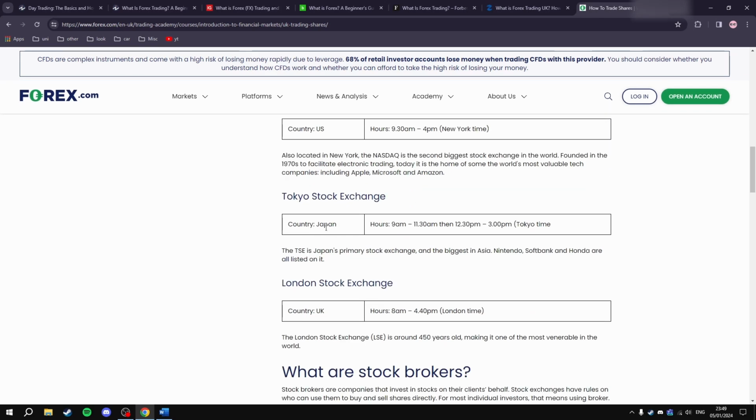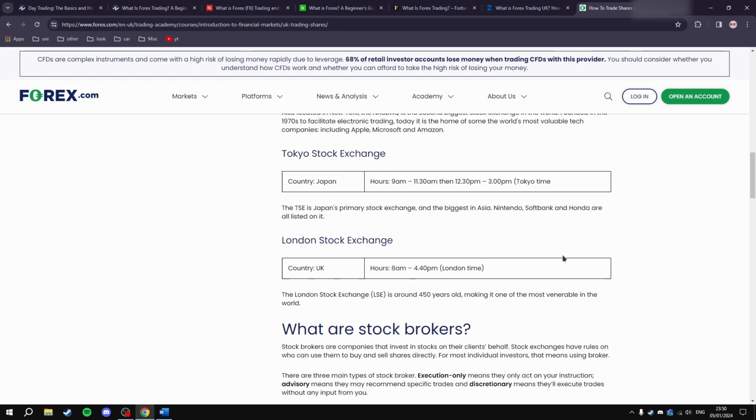Tokyo Stock Exchange, Japan, 9 a.m. to 11:30, then 12:30 to 3 Tokyo time. The TSE is Japan's primary exchange and the biggest in Asia. Nintendo, SoftBank, and Honda are all listed on it.